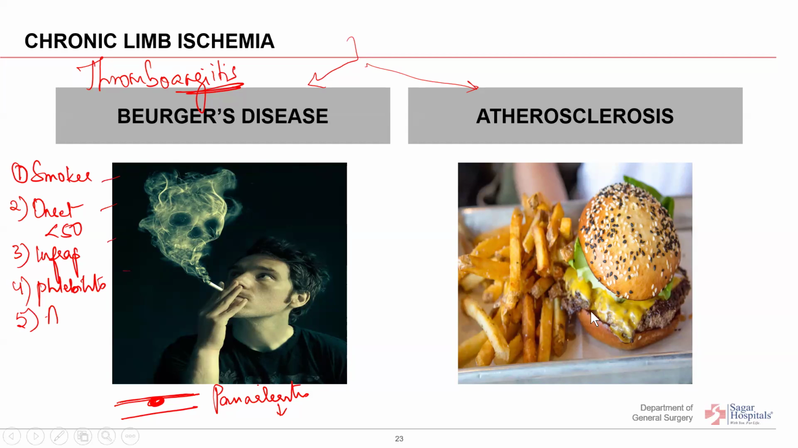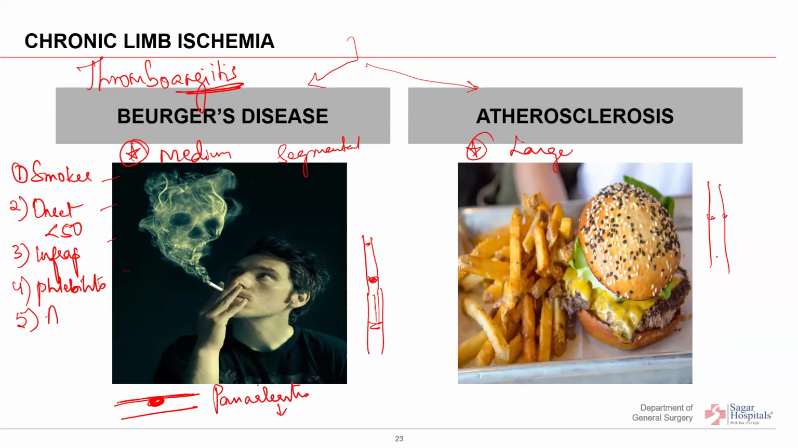On the other side, an important point is that it is going to involve only your medium-sized arteries, whereas atherosclerosis is going to involve your large arteries. As I already told you, it is a segmental inflammatory disease, so in your medium-sized artery, this can involve one segment, another segment, another segment. When we talk about something called distal runoff, which I will tell you in detail when I talk about the CT angiogram, in these cases the distal runoff is not so good, whereas in atherosclerosis the distal runoff will be relatively better.